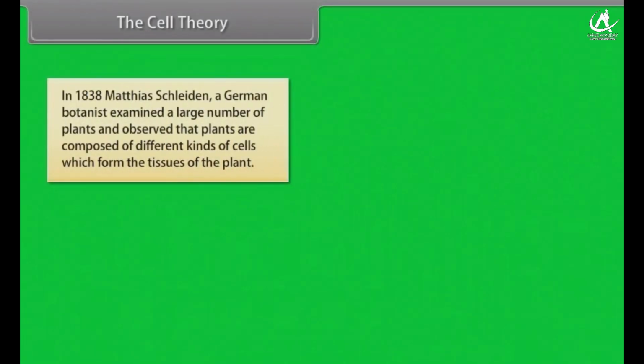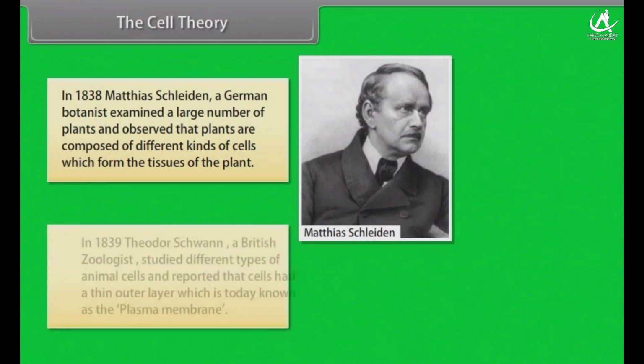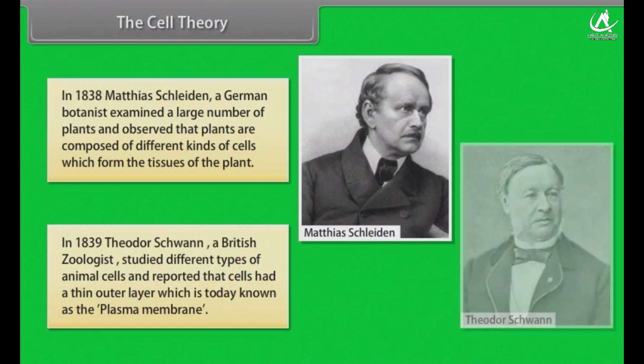The cell theory. In 1838, Matthias Schleiden, a German botanist, examined a large number of plants and observed that plants are composed of different kinds of cells which form the tissues of the plant. In 1839, Theodore Schwann, a British zoologist, studied different types of animal cells and reported that cells had a thin outer layer which is today known as the plasma membrane.